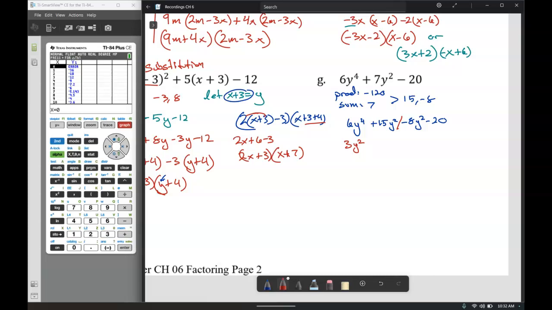So our GCF for the first two is 3y squared, leaving us with 2y squared plus 5. And in order to end with a 2y squared plus 5, we need to factor out a -4, 3y squared minus 4, and 2y squared plus 5.